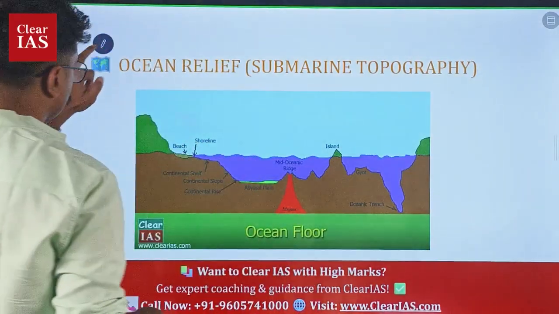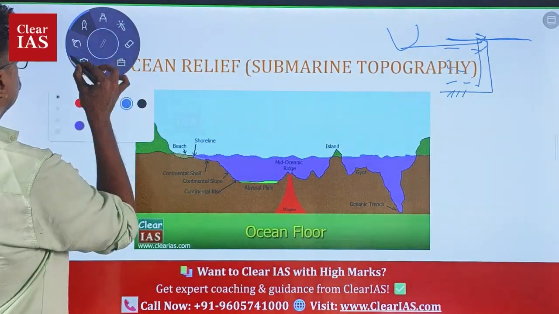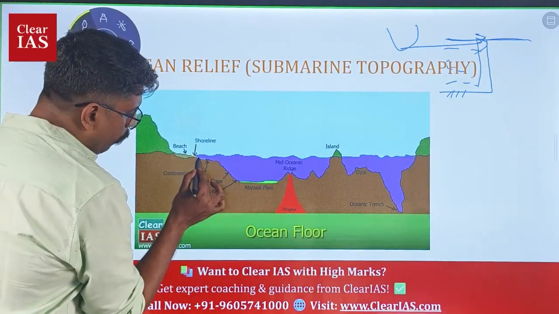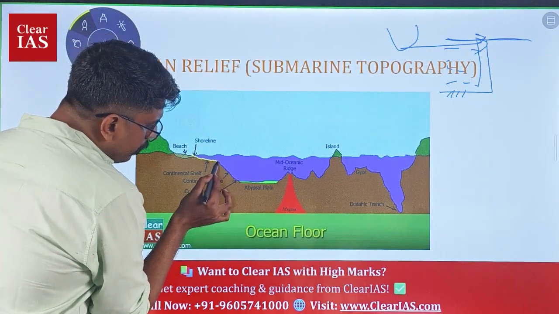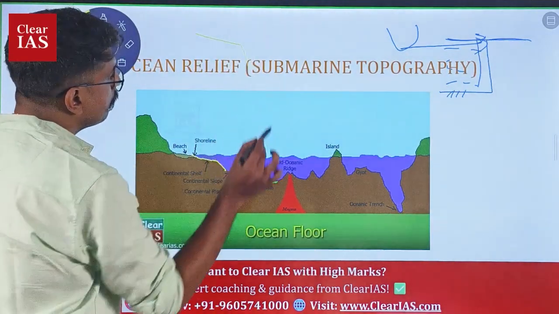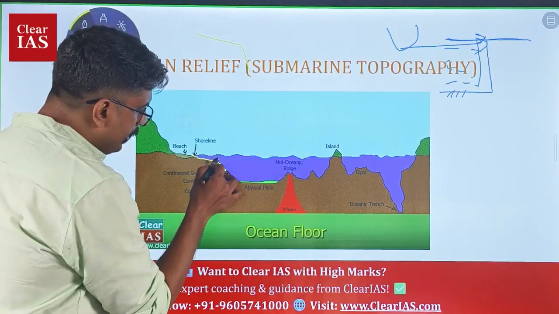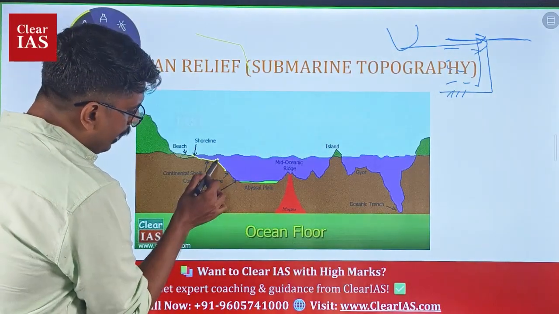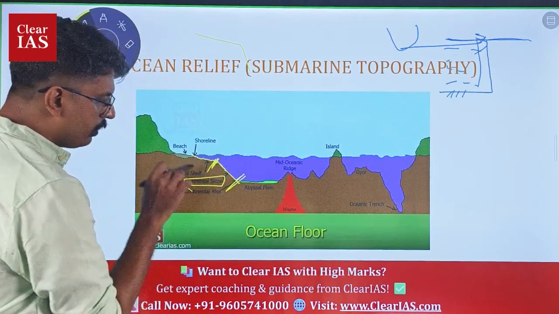Okay, now when you keep going from the shelf, at one point of time, suddenly the slope increases to 2.5 to 3 degrees. Suddenly the slope increases. And that is where we say the end of the continental shelf. And now begins the second part, continental slope.